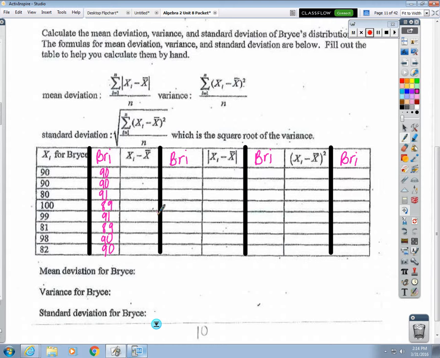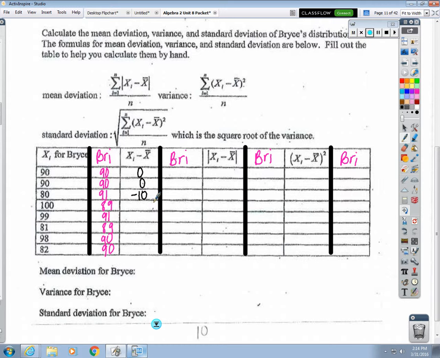Okay? Now, after that, you're going to find the deviation, like how far each of their scores were from their average score. So to do that, you just take each test and minus the mean from it. Well, what was Bryce's mean? So what's 90 minus 90? And there's two of those. What's 80 minus 90?